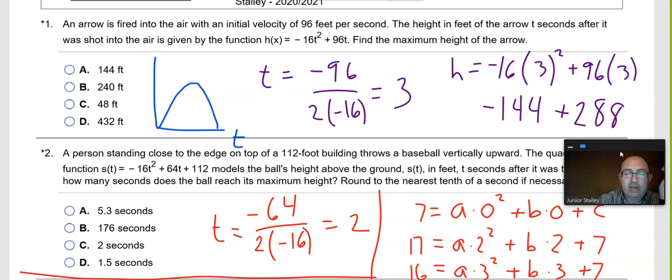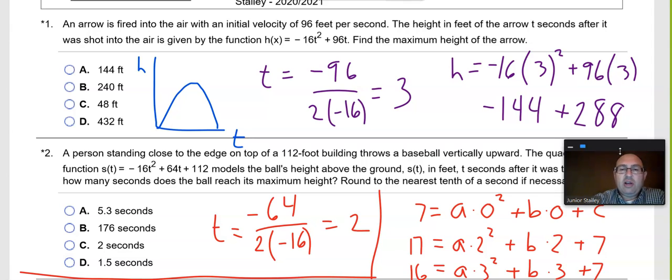Now, what I'm graphing here are times and heights. I'm not actually graphing the position, the horizontal and the vertical position. That is a whole different animal, although it is parabolic. It does follow the path of a parabola.